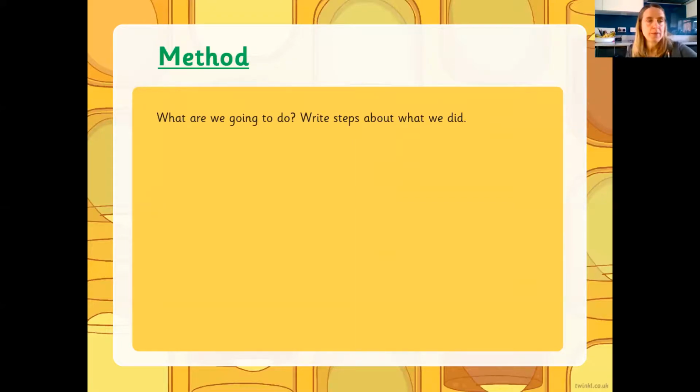Right, this is where we're going to write our method. Now, if you are going to just follow me doing this, you can do your method as you go along. So in your books, write the heading method.